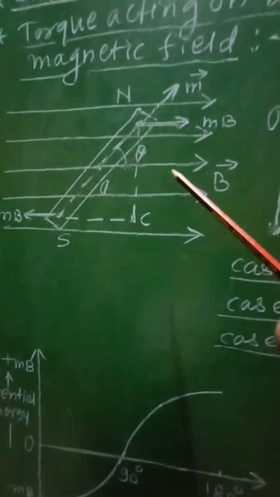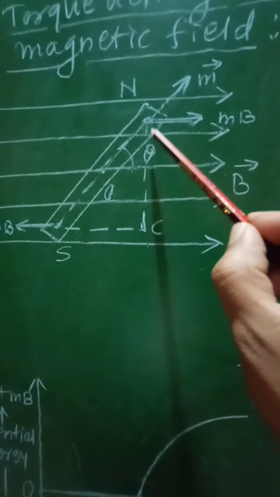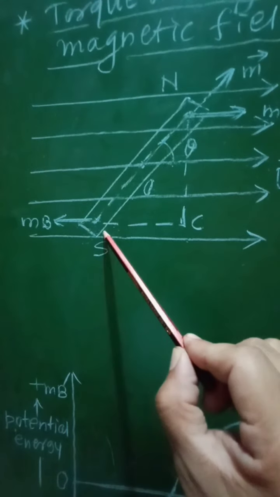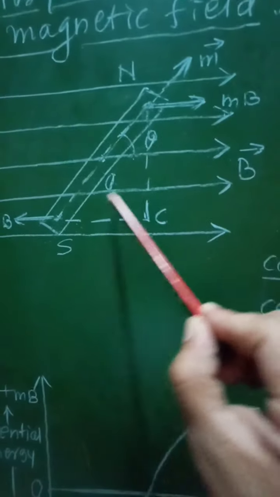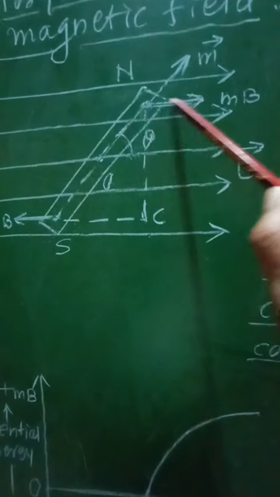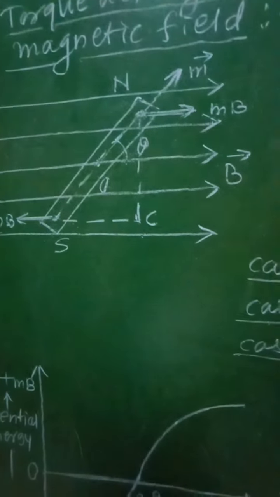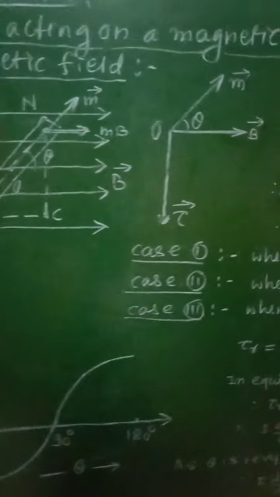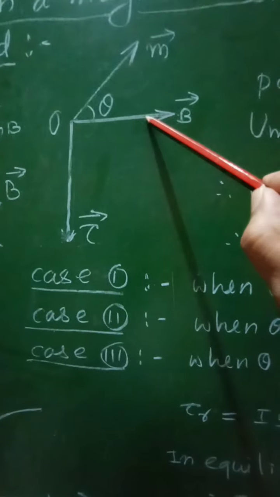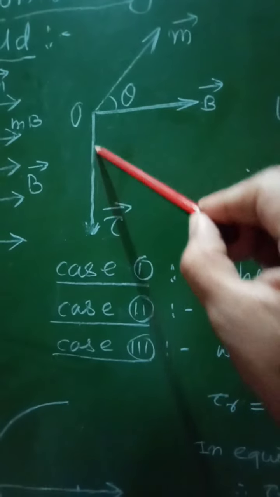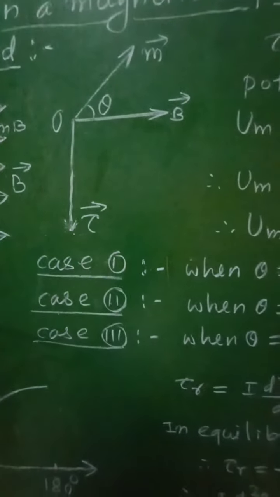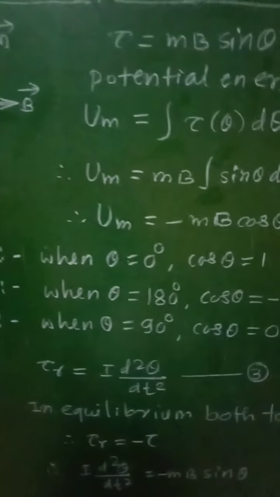So from this figure it is clear that the force acting on the north pole is in the direction of the magnetic field and the force acting on the south pole is in the opposite direction to that of the magnetic field. Now this distance NC will represent the perpendicular distance between these two forces. And now when a bar magnet is placed in a uniform magnetic field such that the angle between M and B equals theta, then it will be acted upon by the torque, which will be directed in the downward direction so as to rotate that magnetic dipole.